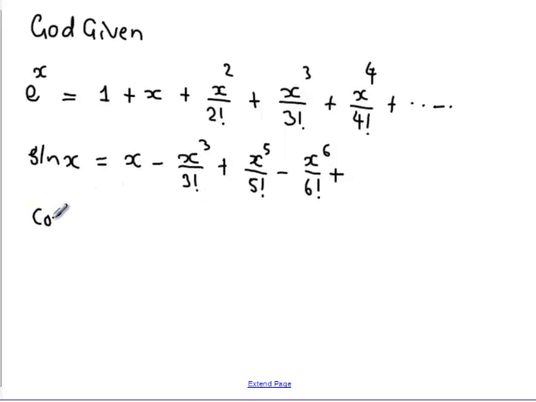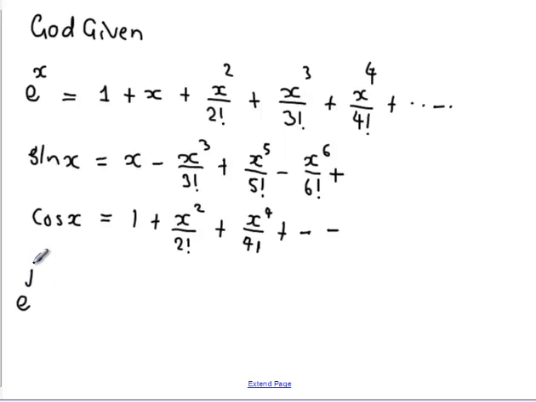Cosine x will be equal to 1 plus x squared over 2 factorial plus x to the power 4 over 4 factorial plus dash dash dash dash. Are we together? Okay.